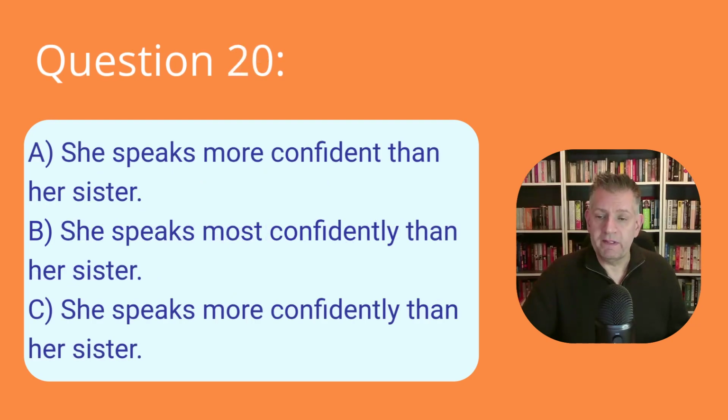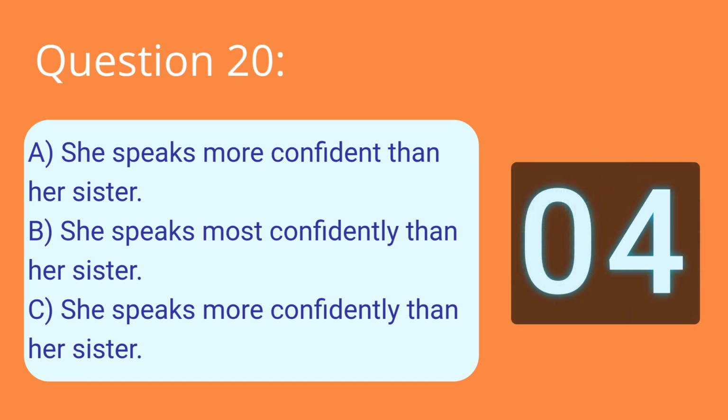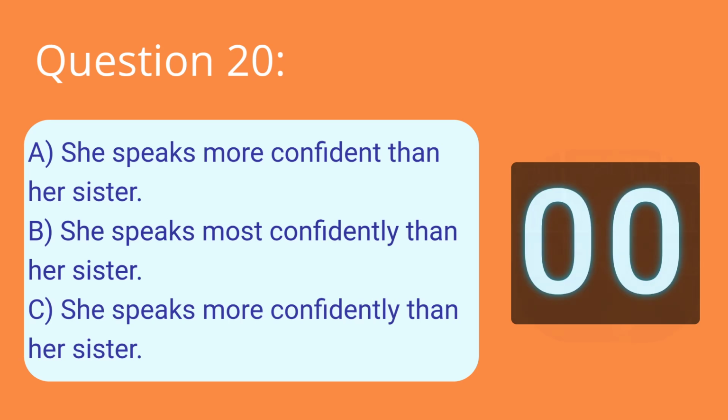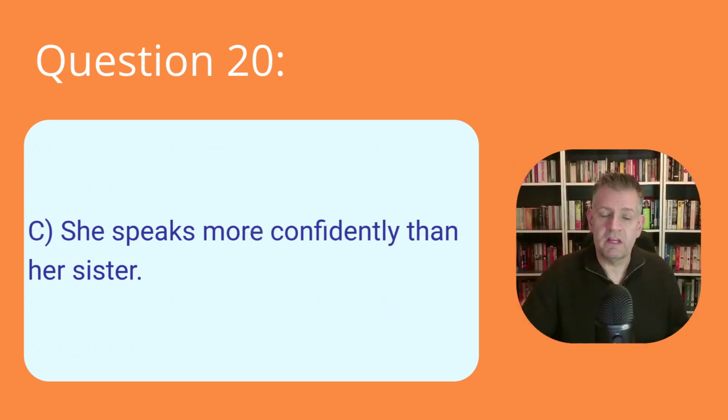And question 20. A, she speaks more confident than her sister. B, she speaks most confidently than her sister. Or C, she speaks more confidently than her sister. The answer is C, she speaks more confidently than her sister.